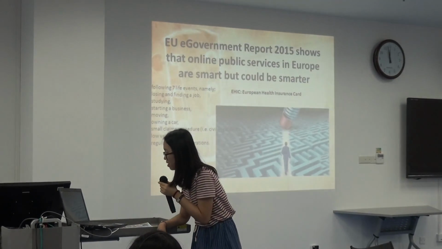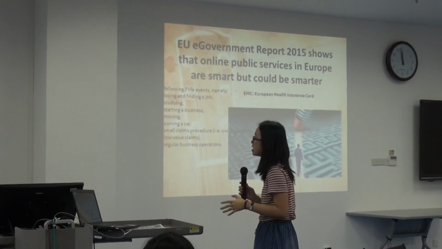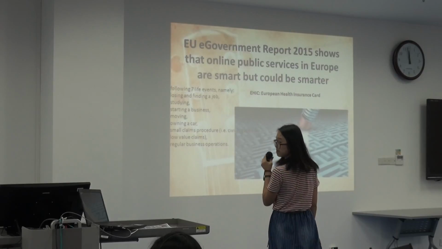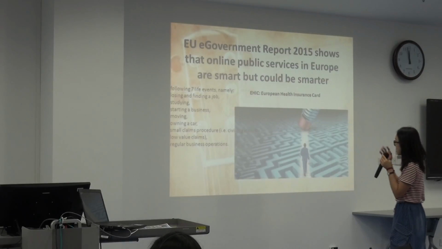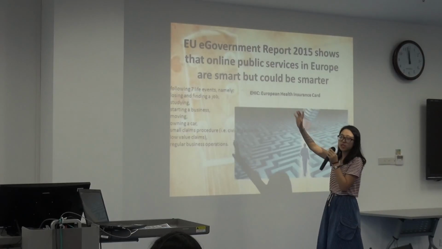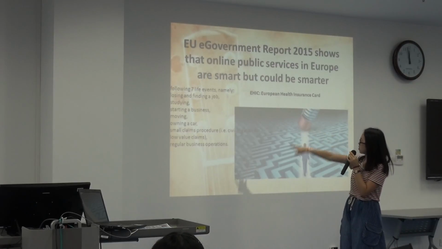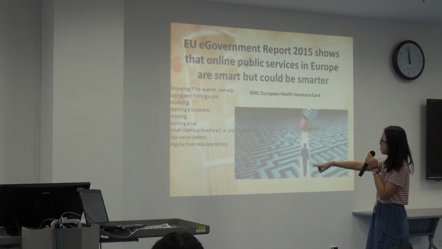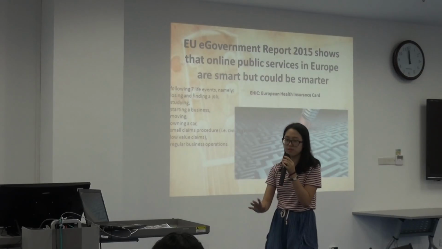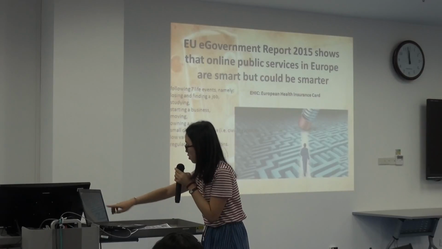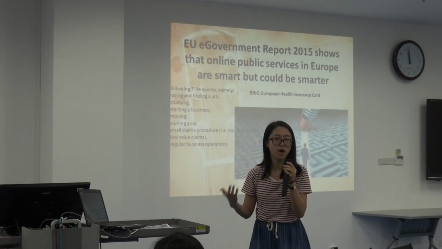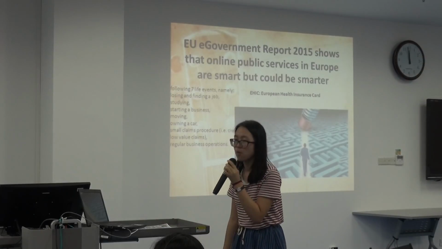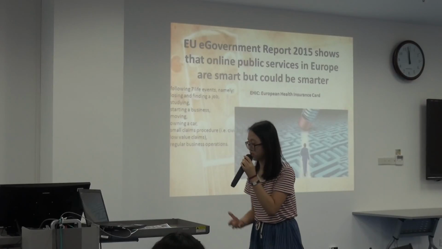And there is the EU e-government. The EU is leading the world, we can put it that way. They are making improvements in life events that relate to us. For example, we can find a job online, study, start a business, move, own a car, or whatever. We can do a lot of things online. And the EU e-government says we could be smarter, but why? Because it includes security problems, where not everyone wants to do this.